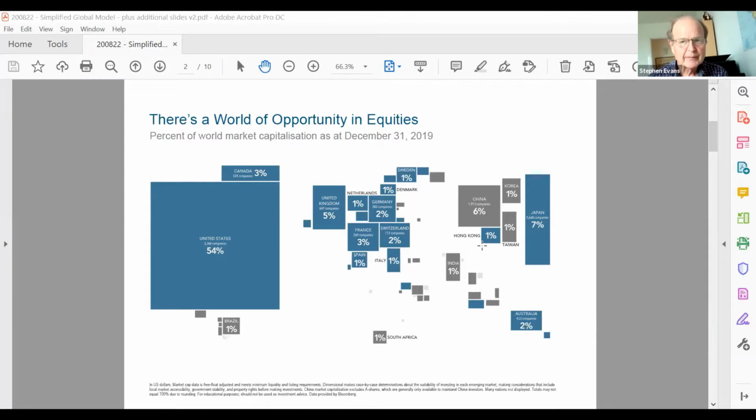So starting from this universe with no home bias, total objective investment in the whole world. So equity valuations across the world total some $70 trillion.